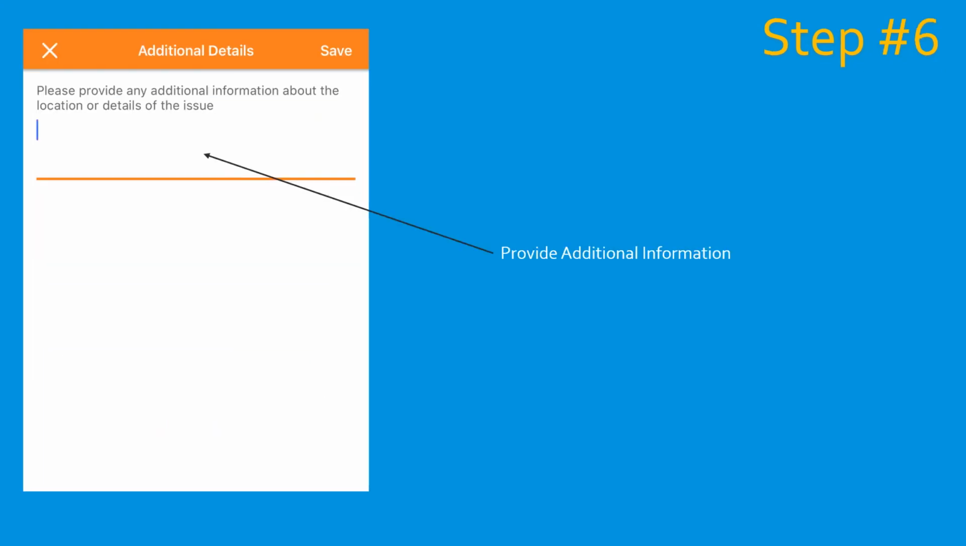The last screen is going to ask you to provide additional information. I highly suggest you do so whenever you can. If you have further location information or what you're experiencing, it does help our department make sure that we can get to that work order as fast as possible and resolve it properly.